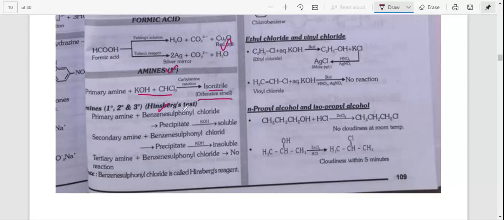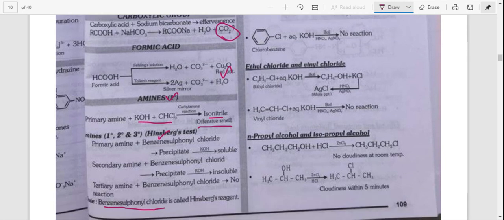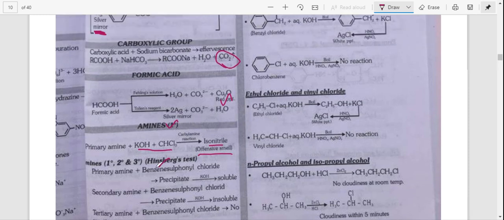And the Hinsberg reagent is benzene sulfonyl chloride. So remember it, the Hinsberg reagent is benzene sulfonyl chloride. Primary amine will give a positive test, that is, the final product will be soluble in KOH. Secondary amine will be insoluble, and tertiary amine itself has no reaction.